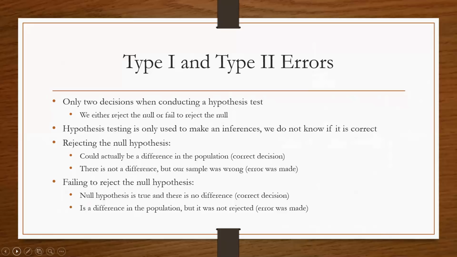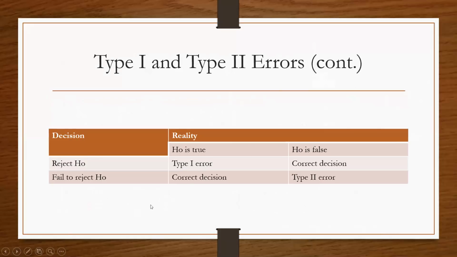But there could be a chance that there is a difference in the population, but it was not rejected, so an error was made. So here's the handy little chart for trying to understand it. Basically you have your decision of whether to reject the null or fail to reject the null, and then in reality, whether the null is true or false.